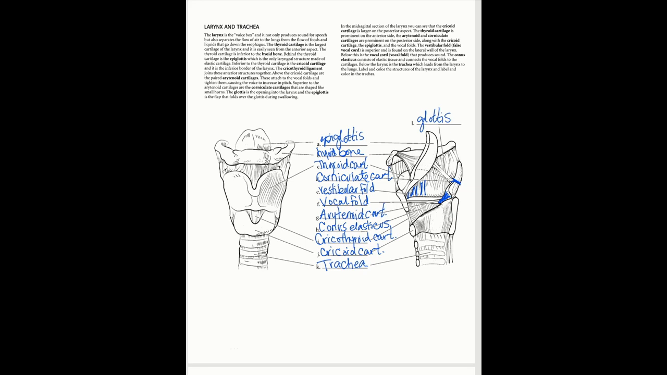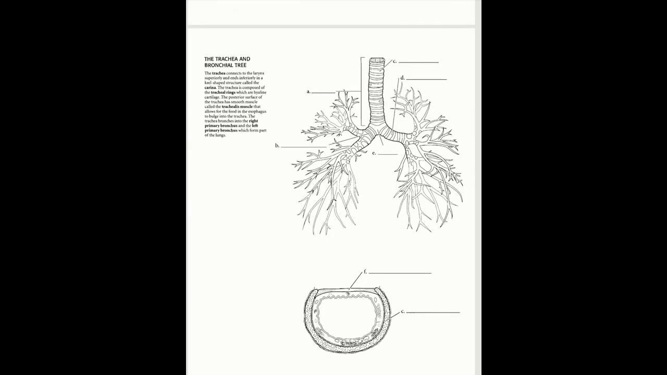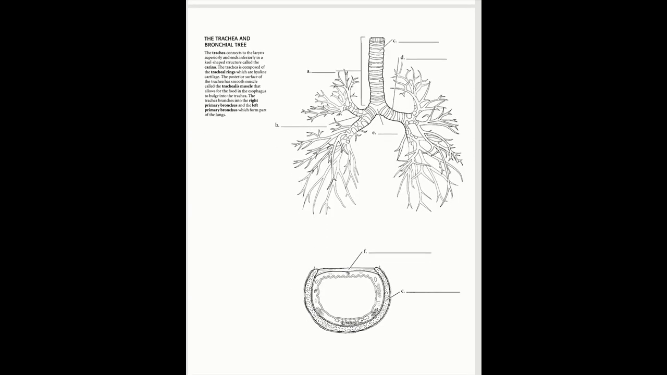Now that we've made it through the larynx and we've gone to the trachea, let's focus on the connection between the trachea and the bronchi. So here in this diagram, looking at A, we're just talking about the trachea in general. It's important to notice that the trachea has multiple rings here. These are cartilage rings, and we call them tracheal rings.